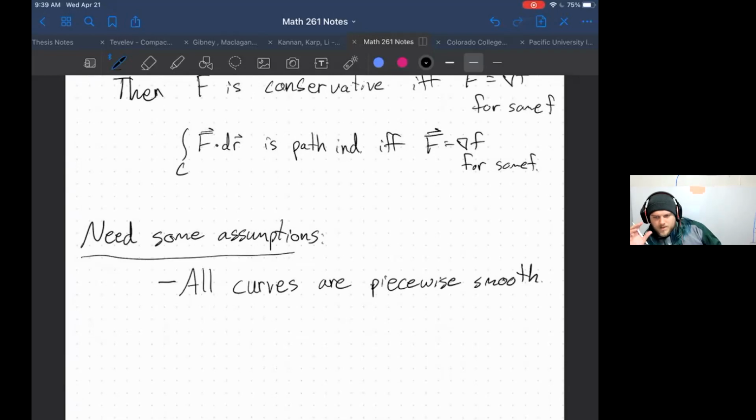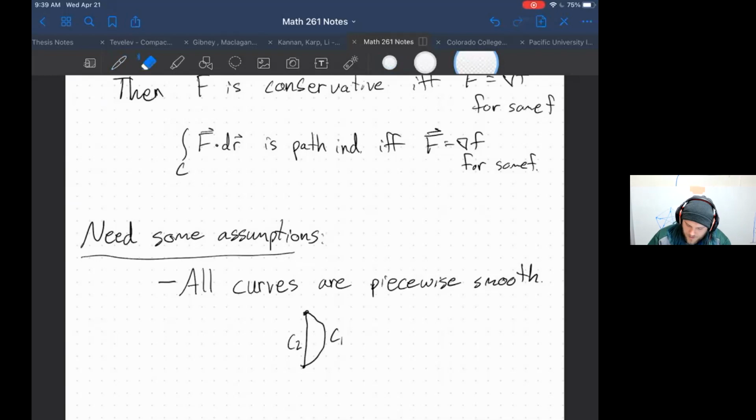So for instance, in that last example for flux in section 6.3, it was a half circle and then the line connecting the half circle between these 2 points. This is piecewise smooth. So you can break this up into C1 and C2. C1 is the actual circle part and C2 is the straight line. This is a piecewise smooth curve because you can break it into 2 pieces and each piece is smooth. So that's one of our assumptions.